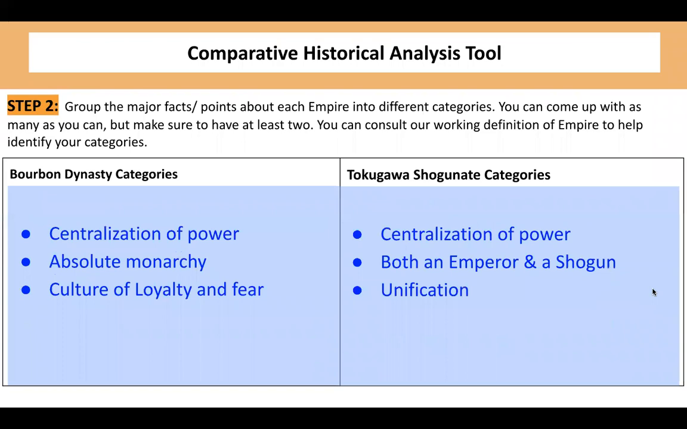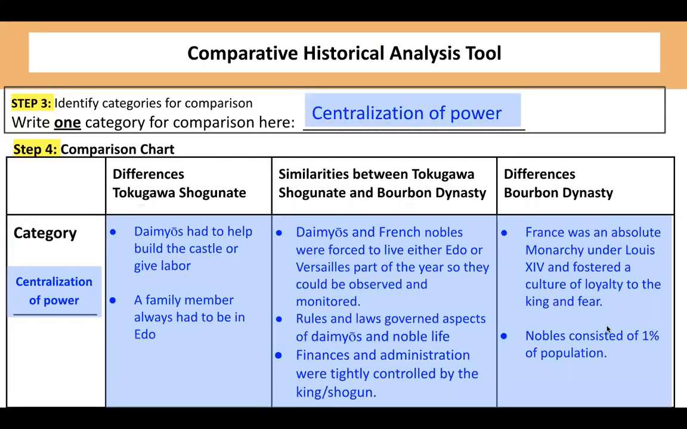In step 2, we looked at the evidence we had, and then we tried to group them into some major points and major groupings. And we try to have at least 2, we have 3 here that could possibly work. And then we noticed there was definitely one that stood out for both of them. And that led us to step 3, in which we used the one that we had the most evidence for, which was centralization of power. We saw that in both of them.